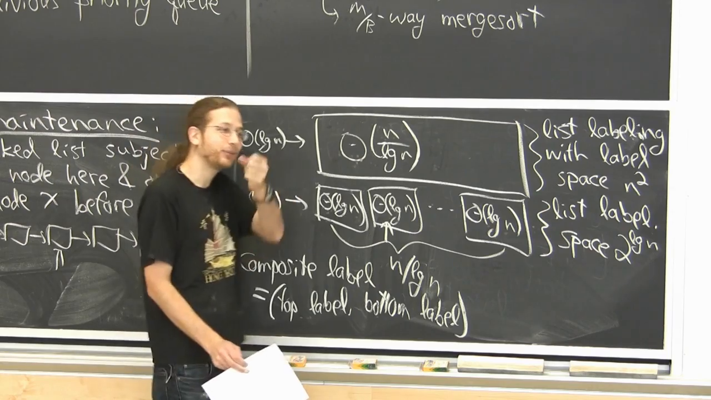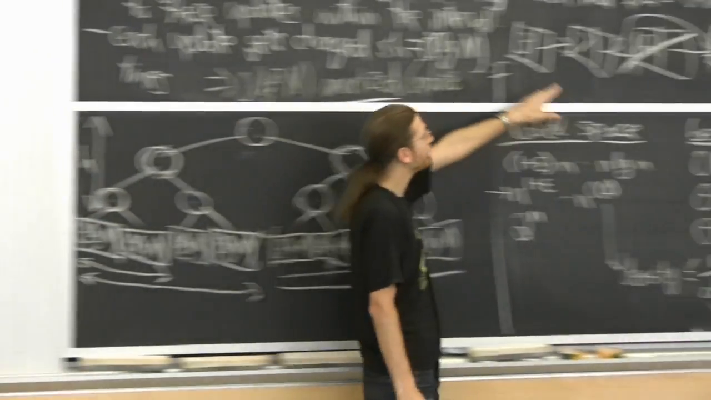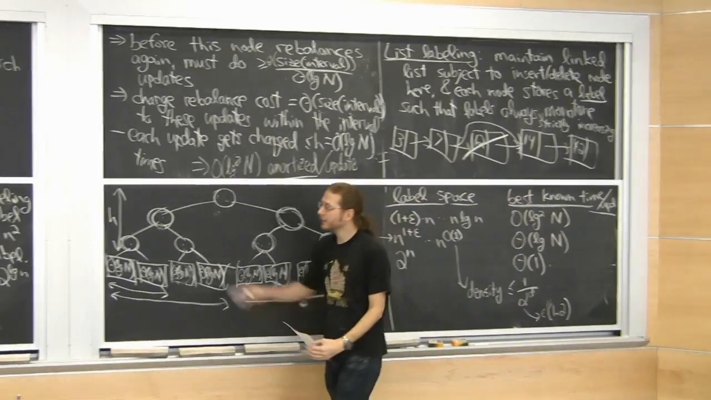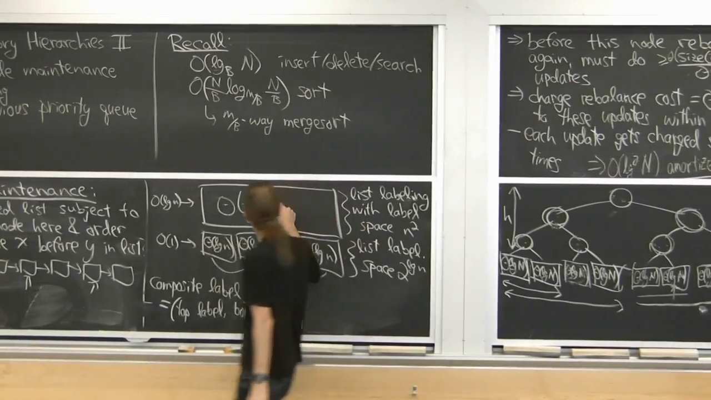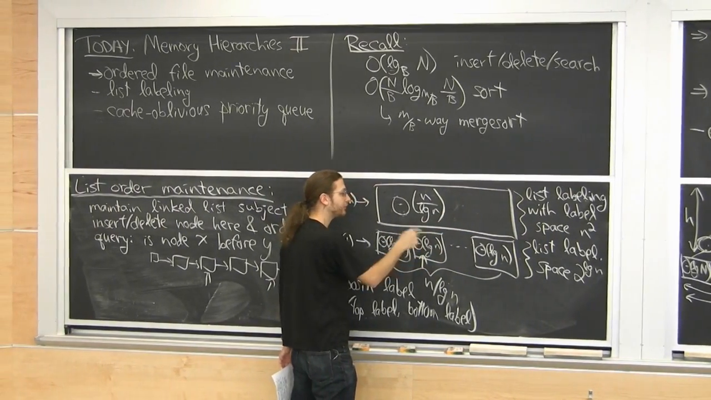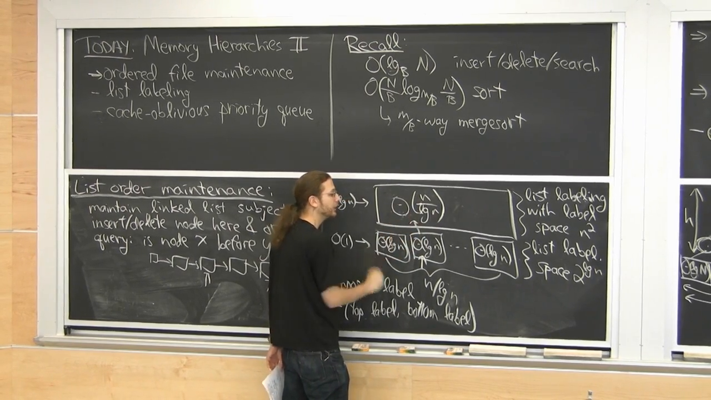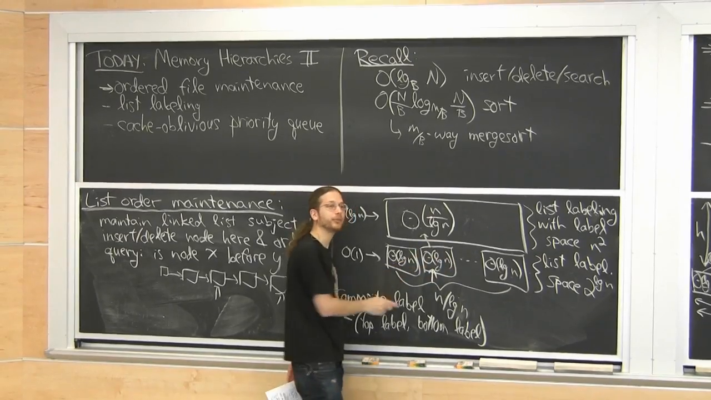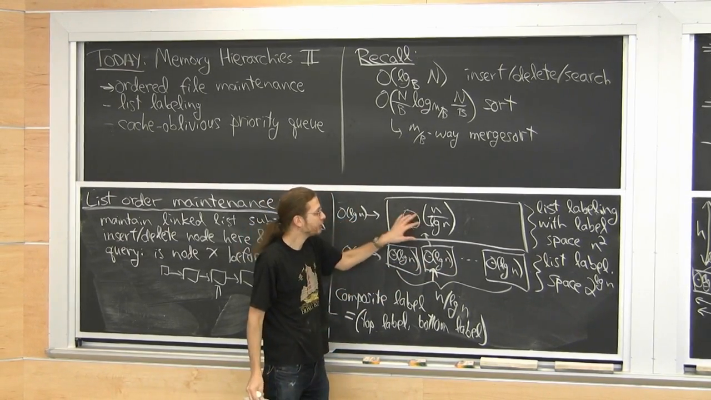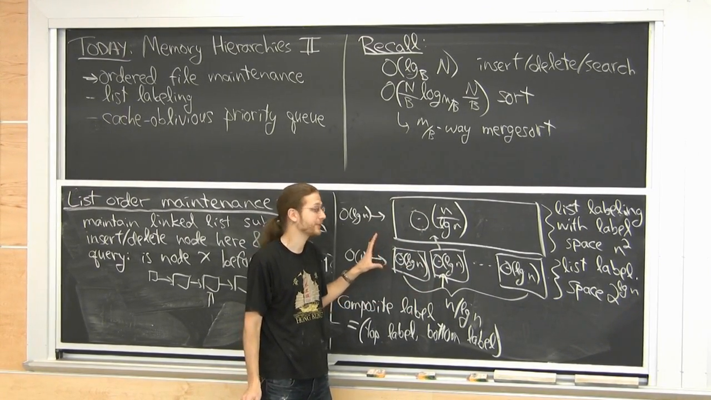With ordered file maintenance, we had to physically move items. With the list labeling problem, we had to modify the number stored with each node. That's expensive. In this world, if we change a label up here, say we change the label corresponding to this group in here, we change the label of all of these items in one operation. Or actually, it takes log n time, and then we change the label of all log n of these items. So that's why we get constant amortized.